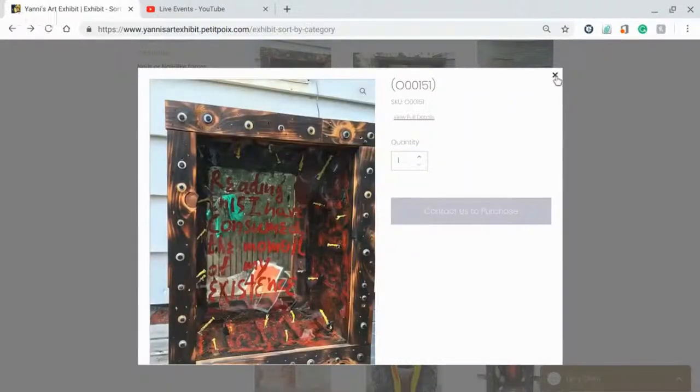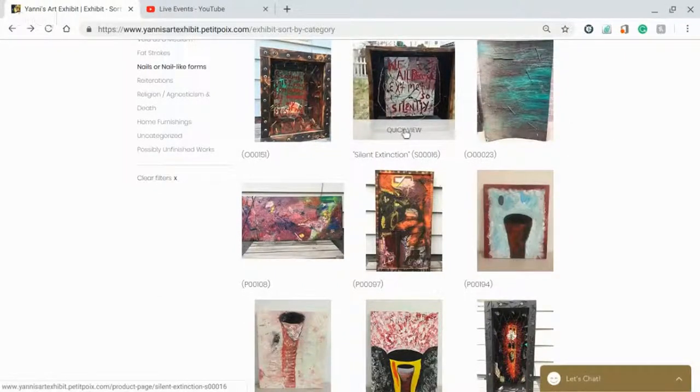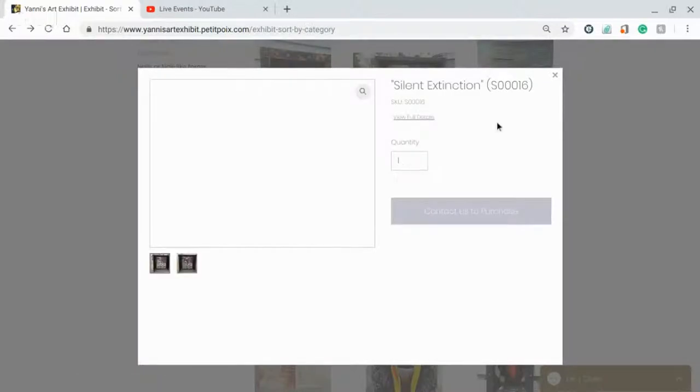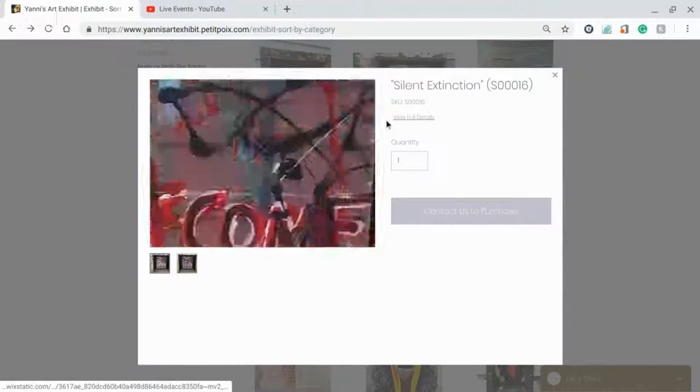And then the other one that's more interesting, same one here, we all become extinct. This is bringing us more into it. We all are going to go through this silent extinction. Again, I named it that. I don't know if that's the real name. And once we see the backs of the artwork, we'll know.